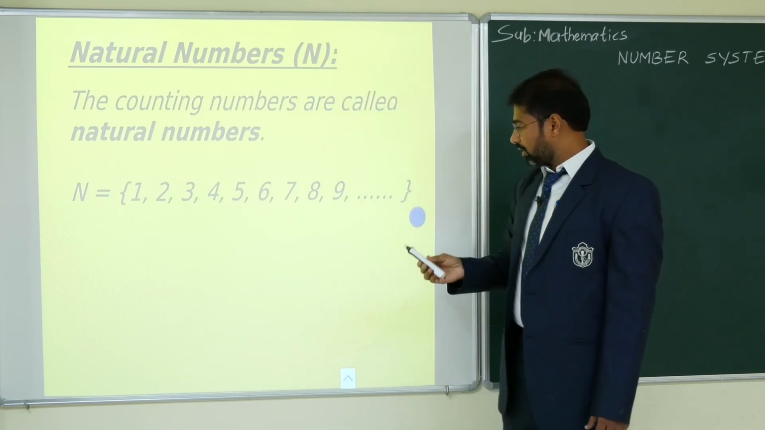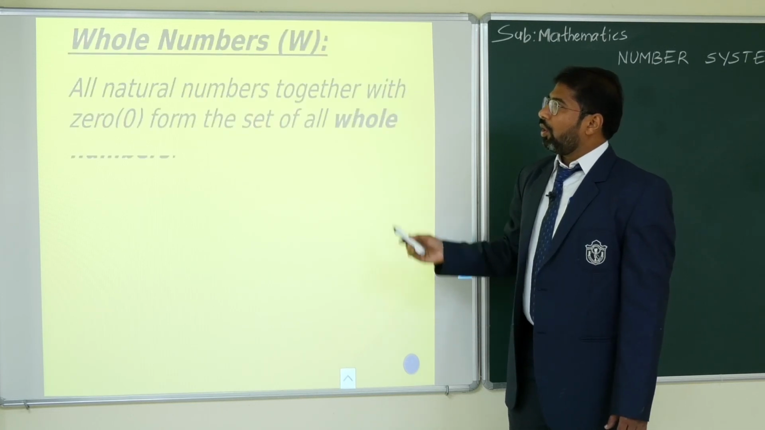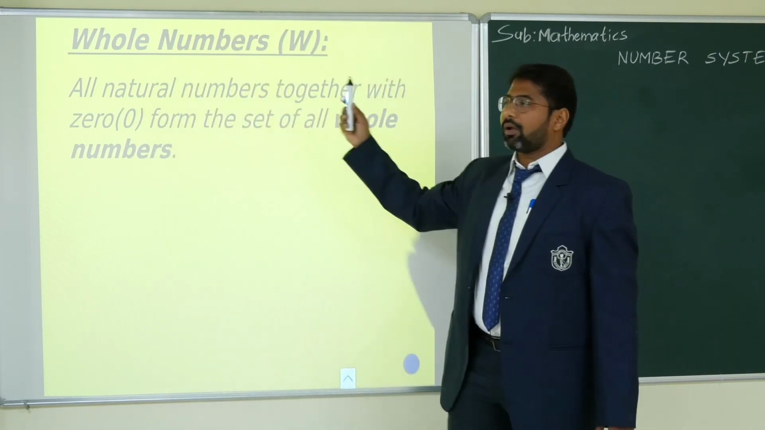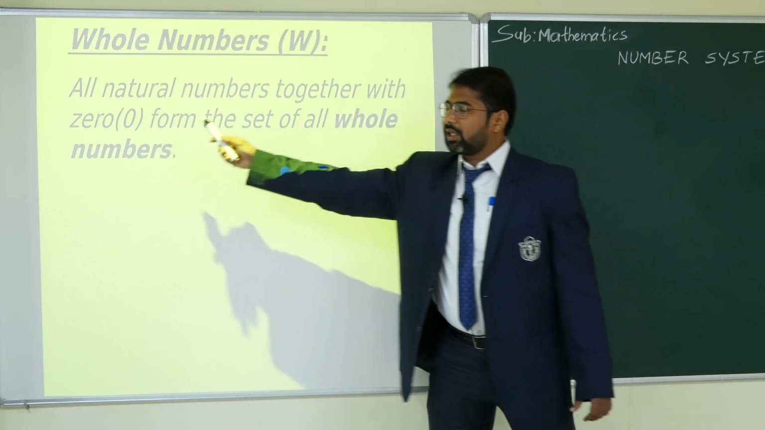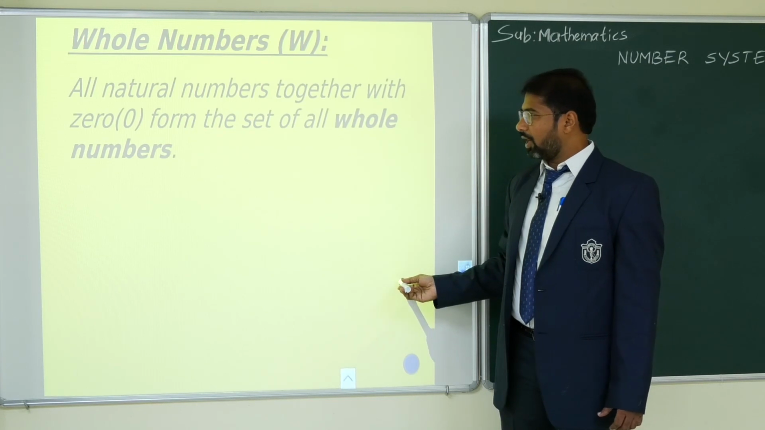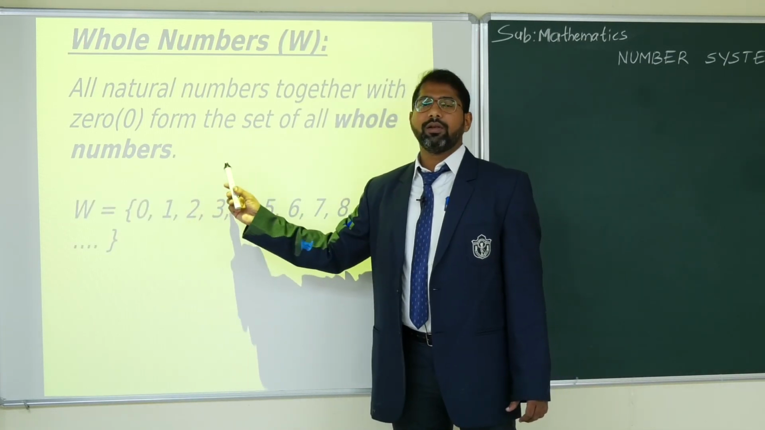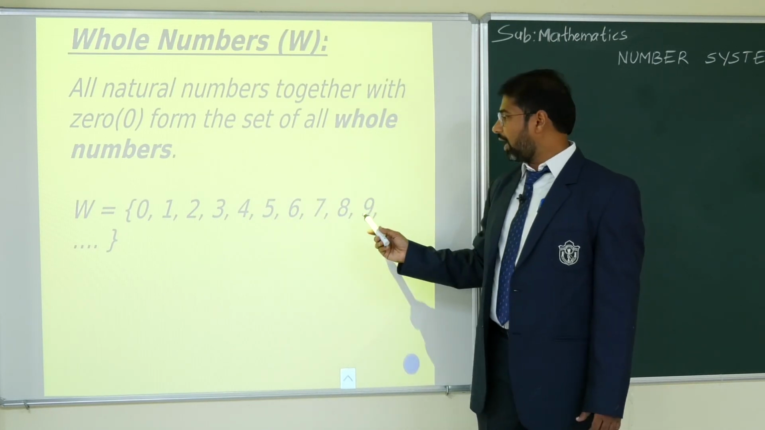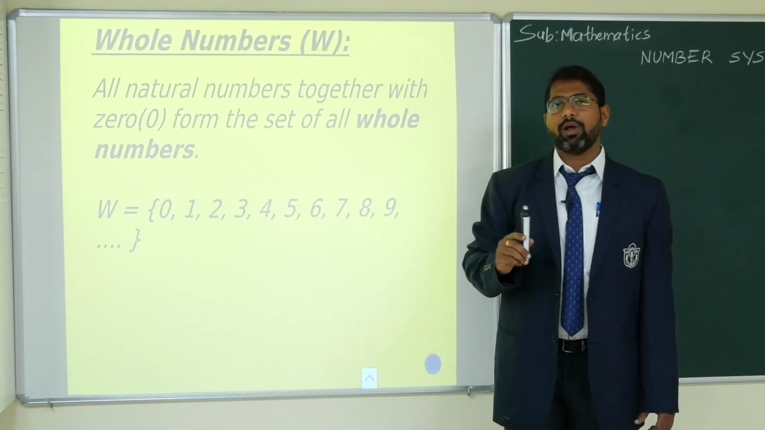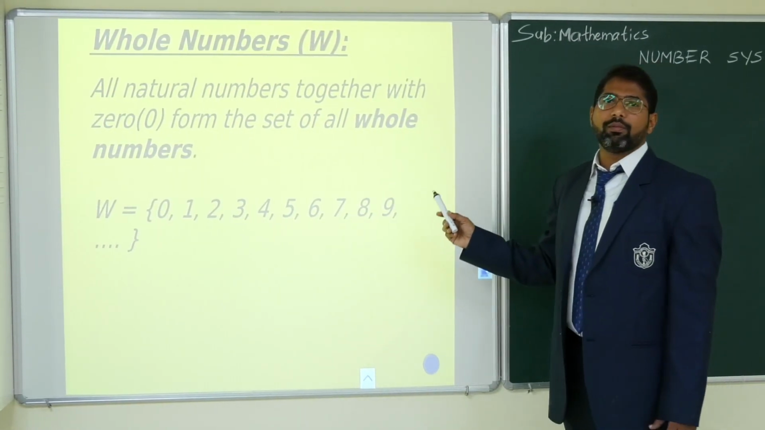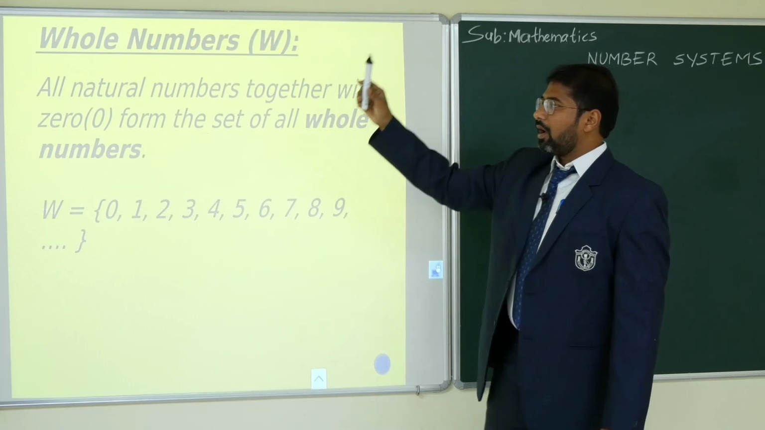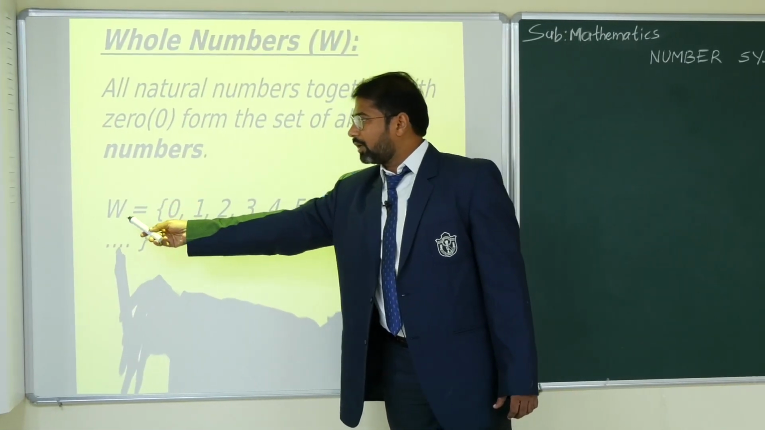Next number system is whole numbers. Whole numbers are nothing but all natural numbers together with 0 forms the set of all whole numbers, which are 0, 1, 2, 3, 4, 5 and so on. Here 0 is the smallest whole number, whereas the greatest whole number does not exist, which means infinity. And whole numbers are denoted by the capital letter W.